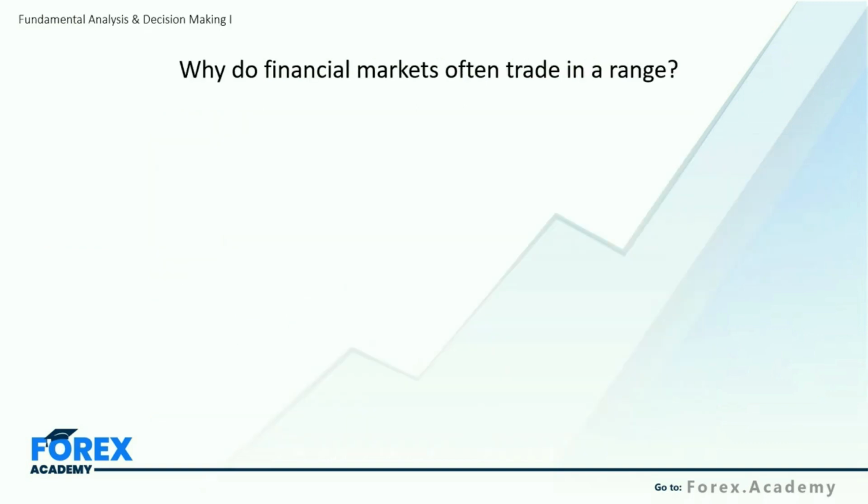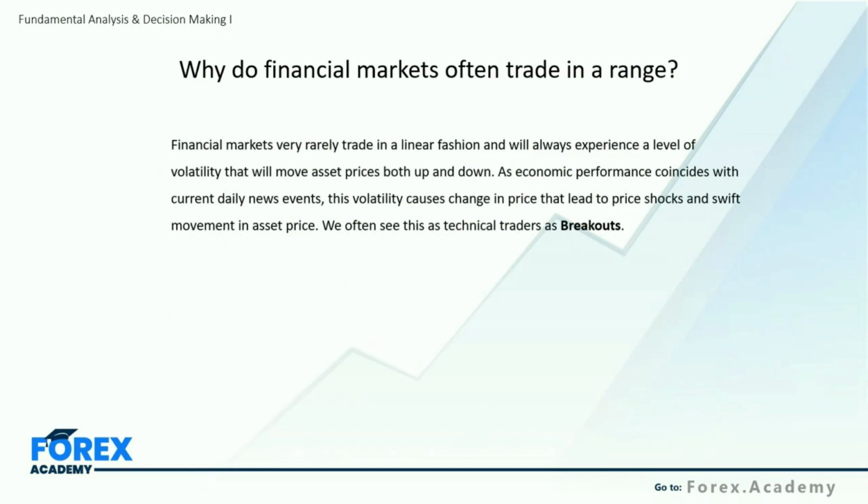Why do financial markets often trade in range? Well, financial markets very rarely trade in a linear fashion. That means they do not trade very often in a straight line upward fashion. We see volatility in the markets more often than not, and they'll always experience a level of volatility that will move asset prices both up and down. As economic performance coincides with current daily news events, this volatility causes changes in price that lead to price shocks and swift movement in the asset price. We often see this as technical traders as breakouts.